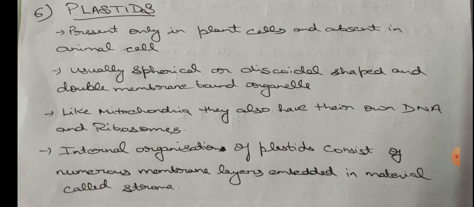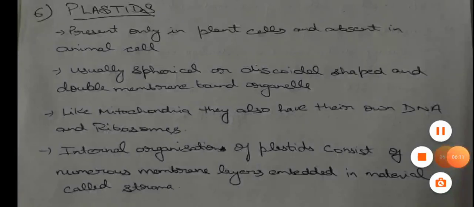present that are embedded in a material called stroma. Numerous means there are many layers. There are many layers of the membrane that are arranged in the material that is known as stroma. Okay. So I hope the structure of plastids, the basic points of the plastids, are clear to you.